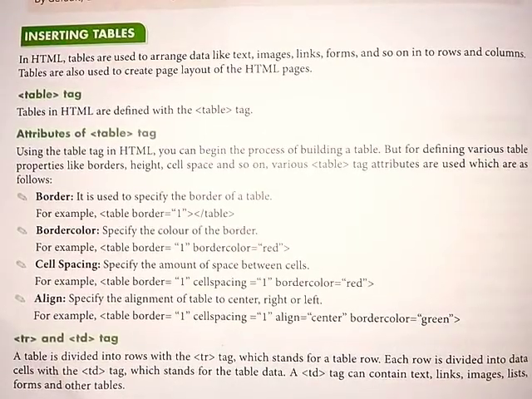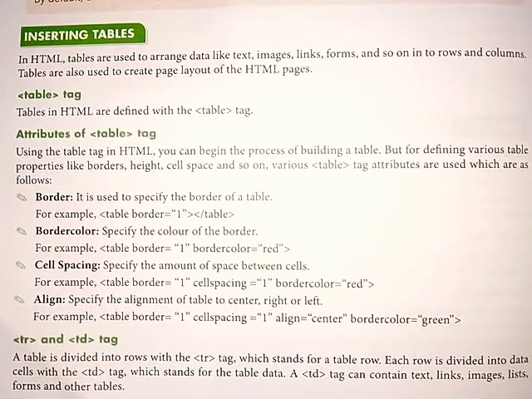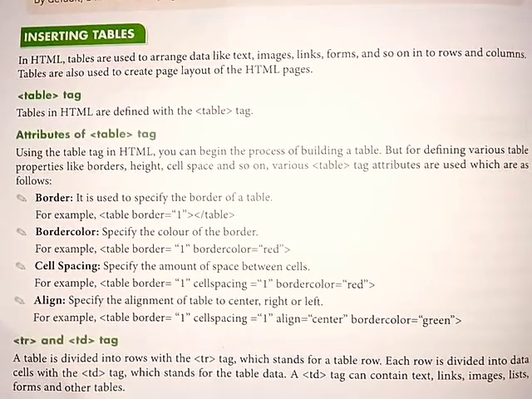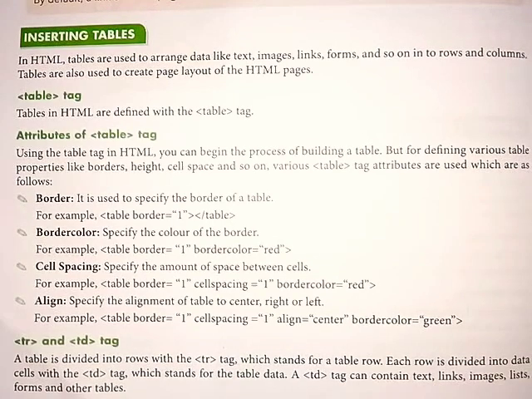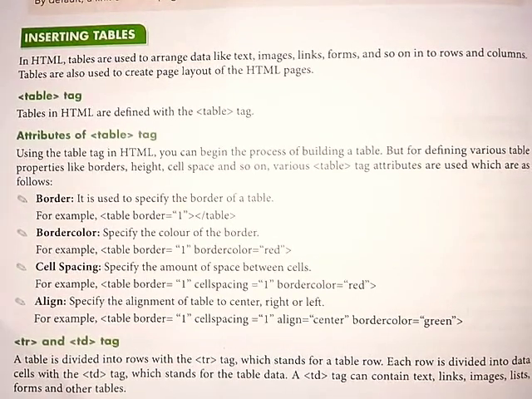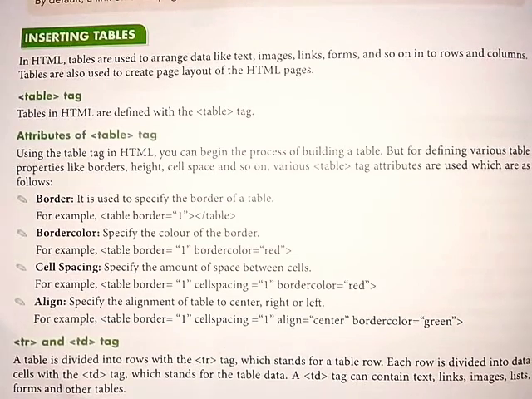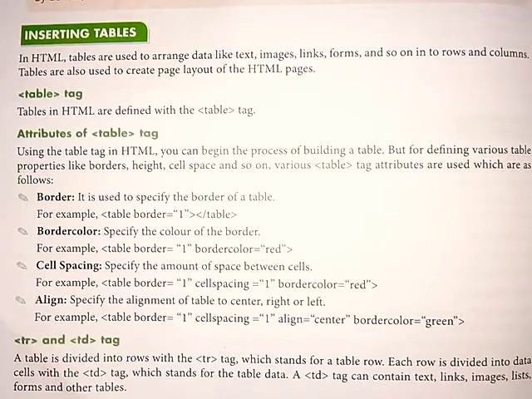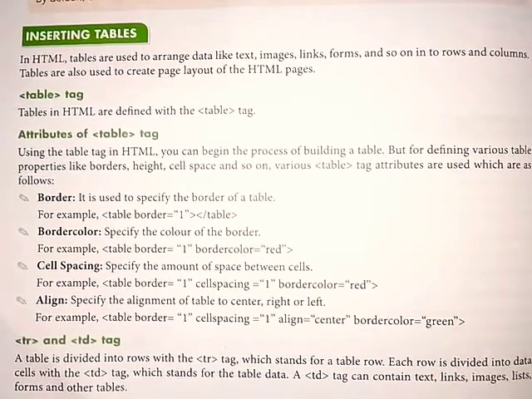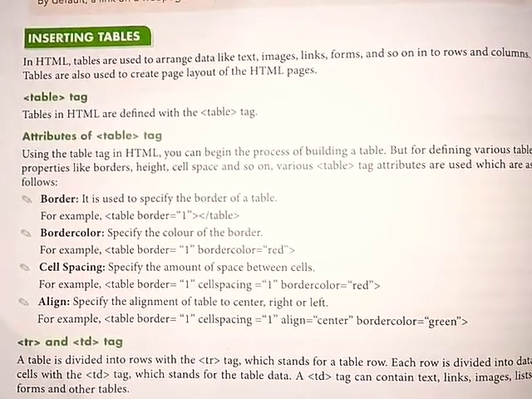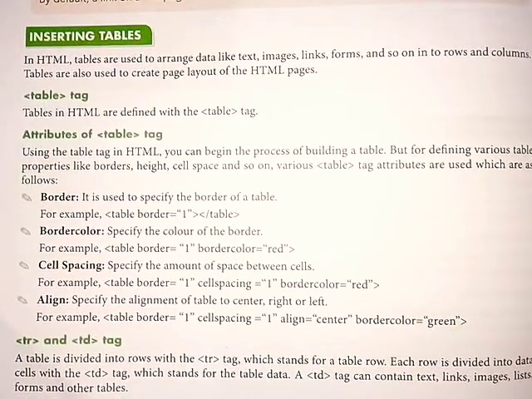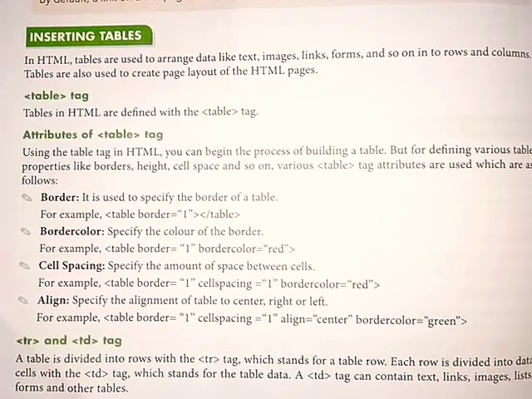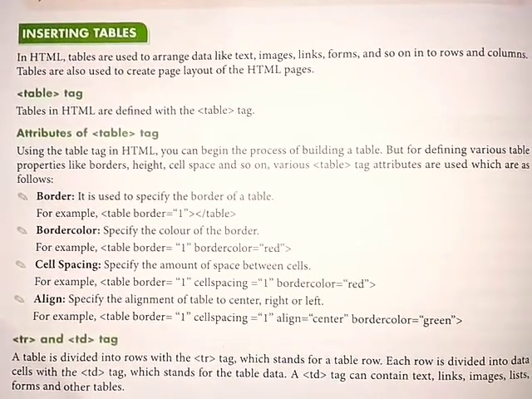Inserting tables. In HTML, tables are used to arrange data like text, images, links, forms, and so on into rows and columns. Tables are also used to create page layout of the HTML pages. Table tag. Tables in HTML are defined with the table tag. Attributes of table tag. Using the table tag in HTML, you can begin the process of building a table.